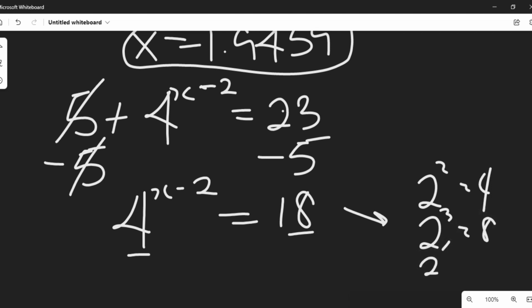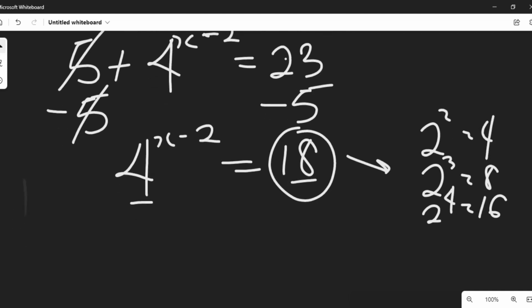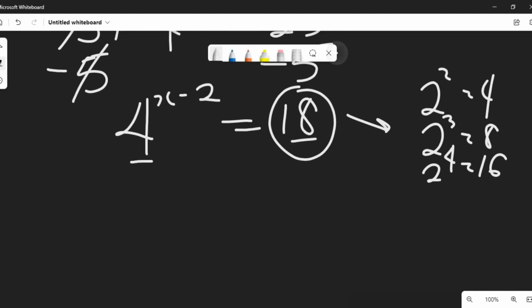This cannot be factored to have a common base because 2 raised to power 2 is equal to 4, 2 raised to power 3 is equal to 8, and 2 raised to power 4 will give us 16. So we can't get 2 raised to power to give 18. So what we need to do is to take the log of both sides. This time around, we can also take the natural log of both sides, but we're going to look at taking the log of both sides.